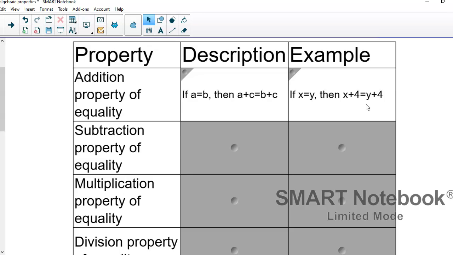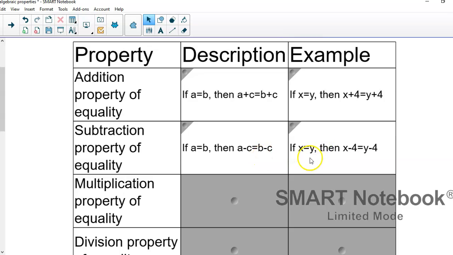The next property is the subtraction property of equality, and it's very similar to the addition property, except instead of adding to both sides, we're going to be subtracting. So if A equals B, then A minus C equals B minus C, and if x equals y, then x minus 4 equals y minus 4. So instead of adding 4 to both sides, we're subtracting 4 from both sides. Those should be familiar from solving equations in Algebra 1. Feel free to pause it here to write that one down.